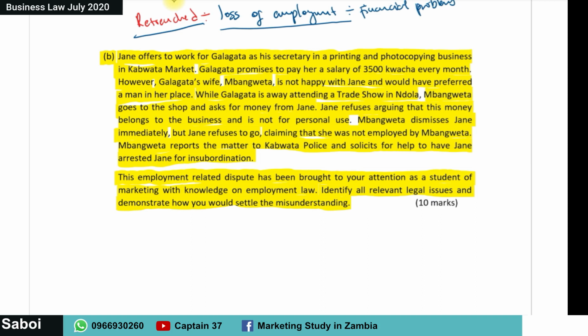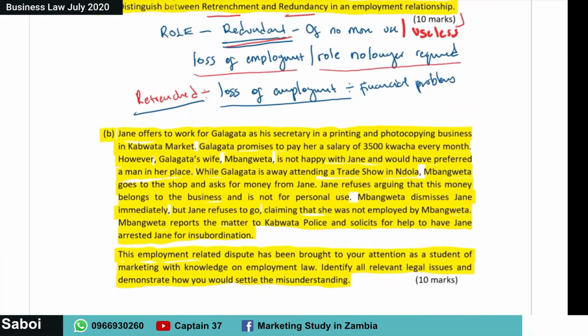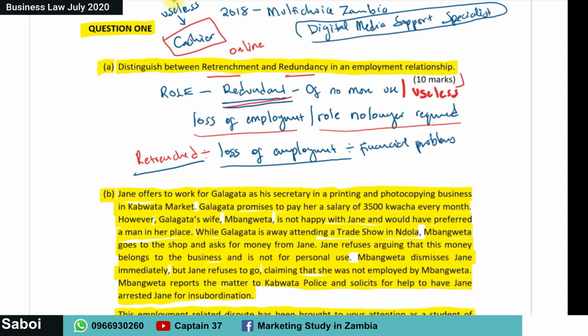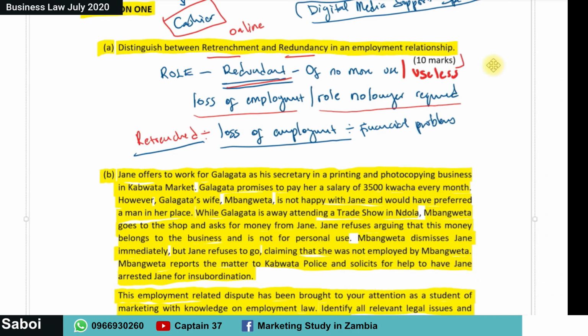But before I get into the details of this particular question, you do appreciate that question 1A was about employment. Redundancy and retrenchment relates to employment. And question B also relates to employment. In your study of this particular subject, employment law is one of those that you're going to deal with. Follow me carefully. Under employment law, the following are what you need to cover. Number 1, the nature of an employment agreement.